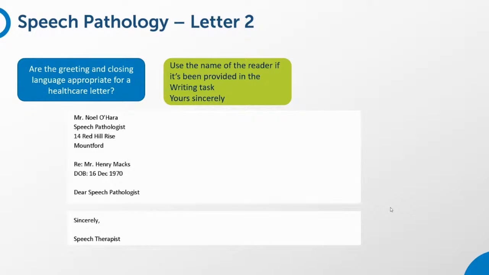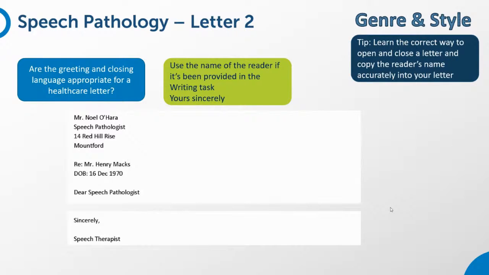These are small things, but as I mentioned with speech pathology, the small things count for more because generally candidates are doing quite well with the bigger things. And so it can come down to whether the little things will allow you to get the A grade you're working for or not. So my tip for genre and style is to use or learn the correct way to open and close a letter, and then make sure you copy the reader's name or job title if their name isn't provided accurately into your letter.